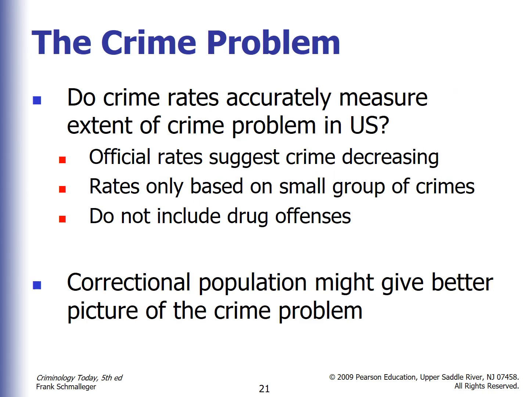Crime problem. So do you think that the crime rates accurately measure the extent of crime in the United States? Some would say no, they don't. Official rates suggest crime is decreasing, but the rates are only based on a small group of crimes and don't usually count drug offenses, although our president just recently said that the majority of our prison population are drug offenders, which the article that I mentioned from National Review suggests is not necessarily true. Some people would say we should look at the correctional population to give us a bigger picture of crime. Look at the people that got caught, look at what they're in for, and use that as crime data.